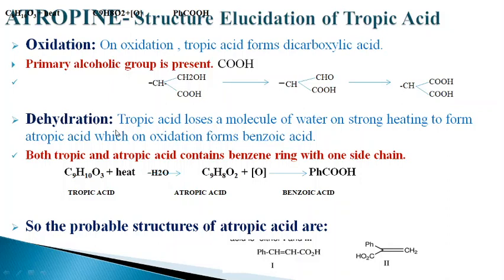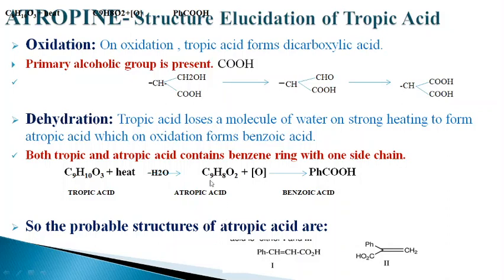Next step is the dehydration. Tropic acid on strong heating loses a molecule of water and forms atropic acid. Means atropic acid is the dehydrated product of tropic acid. This atropic acid on further oxidation converts into benzoic acid, and as you know, benzoic acid means that both tropic and atropic acid contain a benzene ring with one side chain, which on oxidation is converted into a COOH group.